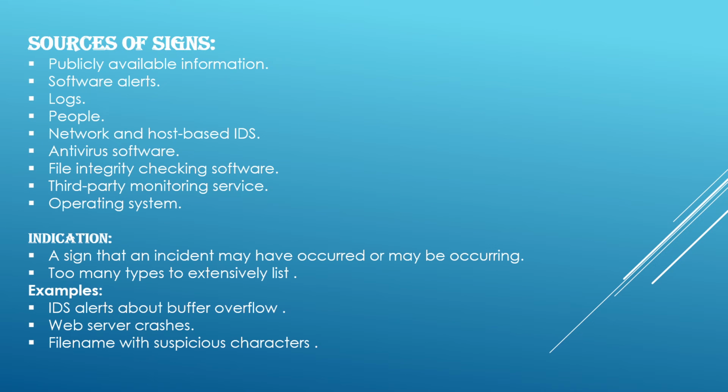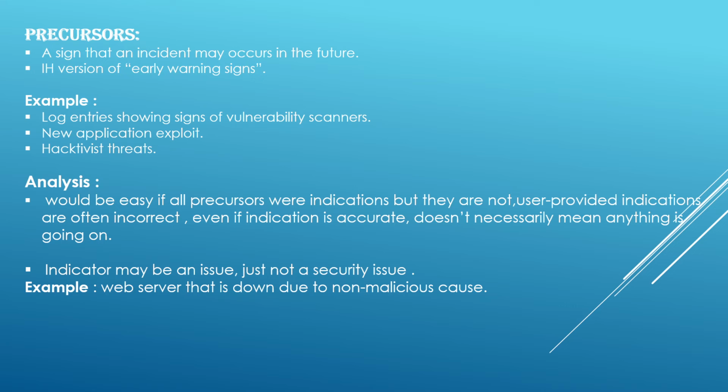Indication: a sign that an incident may have occurred or may be occurring. There are too many types for an extensive list. Example: IDS alerts about buffer overflow, web server crashing, file name with suspicious characters. Precursors: a sign that an incident may occur in the future, the incident handling version of early warning signs. Example: log entry showing signs of vulnerability scanners, a new application exploit, hacktivist threats.